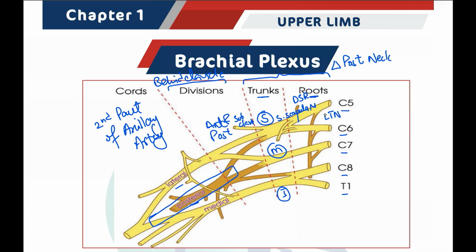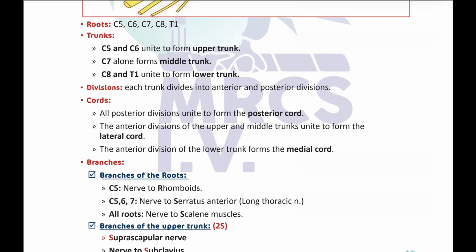So the lateral cord will be lateral to the axillary artery, the posterior cord will be posterior to the axillary artery, and the medial cord will be medial. So let's go through the text. The root value of the brachial plexus is C5, C6, C7, C8 and T1. Out of this, C5 and C6 form the upper trunk, C7 alone contributes to the middle trunk, and C8 and T1 combine to form the lower trunk.